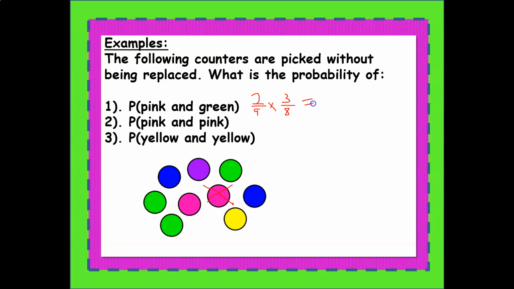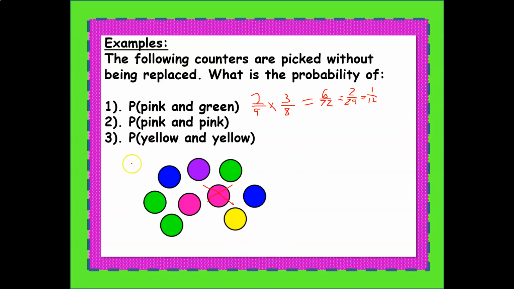So then we multiply and we get 6 over 72. We can simplify that because 3 goes into both 6 and 72. So we get 2 over 24, which equals 1/12. So the probability of drawing a pink counter and then a green counter is 1/12.